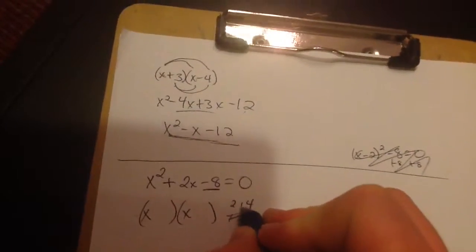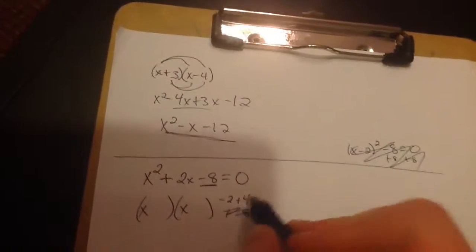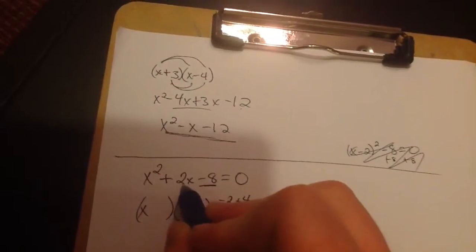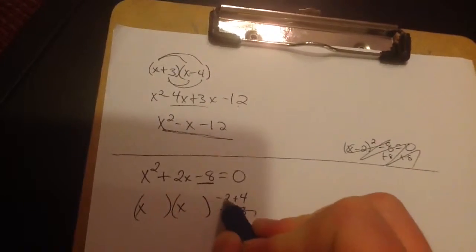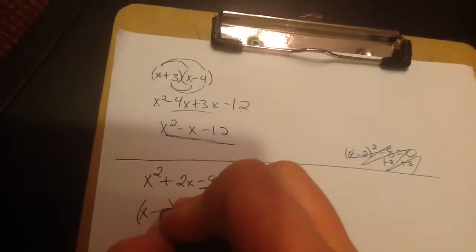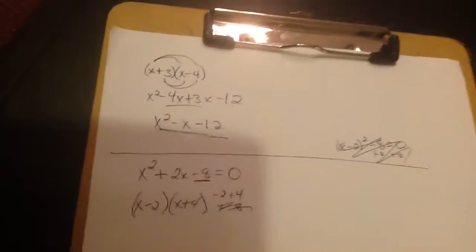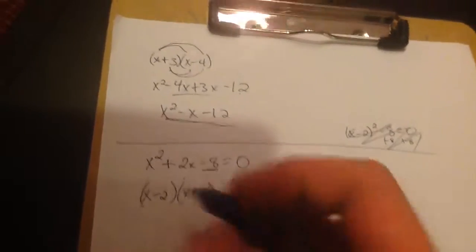And if I'm going to do that, the 4 needs to be positive and the 2 needs to be negative. Positive 4 minus 2 is 2, and positive 4 times negative 2 is negative 8. There's my answer. Just to make sure, I'm going to check it.